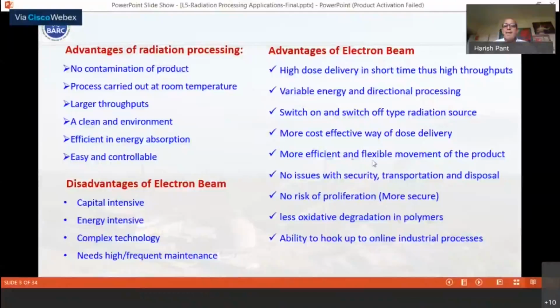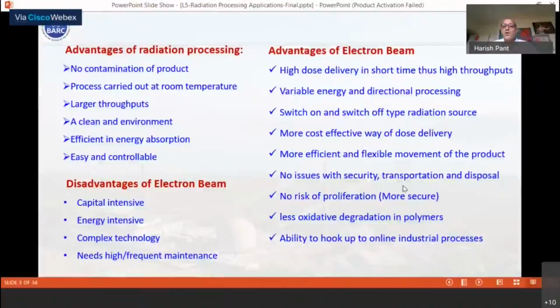It is more efficient and flexible in the movement of products. It is also very efficient as well as flexible. But in the case of radioisotope sources, the sources are basically stationary. In the case of an electron beam, I can rotate the horn, or I can have an arrangement so that I can direct the beam to whichever part of the product I want. That is possible in the case of electron beams. But in the case of gamma irradiators, it is not so.